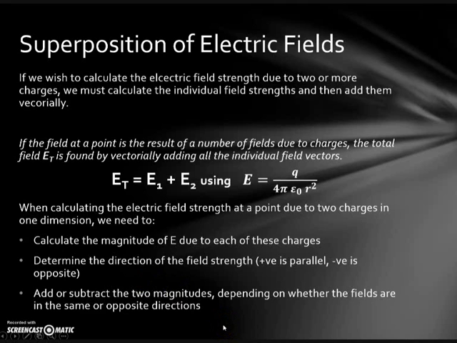Next, we have to add or subtract the 2 magnitudes depending on whether the fields are in the same or opposite directions. So if they're both going the same way, i.e. they're both moving away from our initial charge, then we would add them. If they're going in opposite directions, one going away and the second going towards, then we would subtract them. All right, so that's going to be our example. That's the end of our theory part, and I'll actually show you an example of how that works.